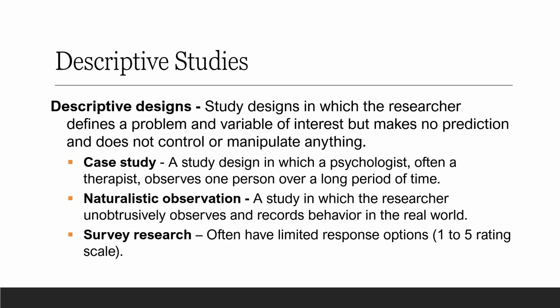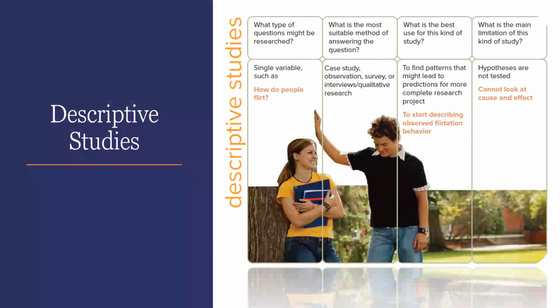Now, let's take a look at other research designs. So, in summary, this is what descriptive design is talking about. You're only dealing with one variable. So you can take a look at this example on the screen. Here are the different ways to do it: case study, observation, survey, interviews, qualitative research. And then the best settings to use this kind of study, you may use this study to find patterns that might lead to predictions.